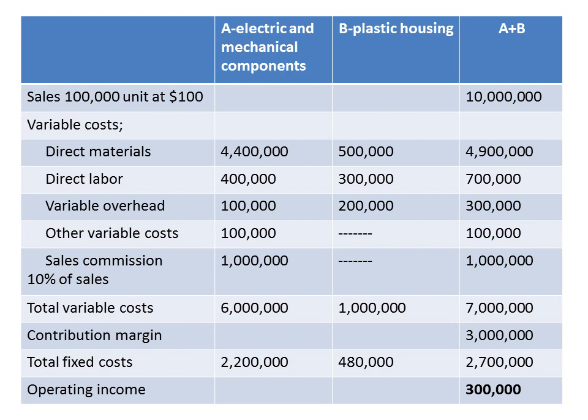Sales commissions equal 10% of total sales. Total sales of 10 million times 10% equals 1 million. Total variable cost accordingly would be 7 million. Contribution margin is calculated by deducting total variable cost from sales: 10 million minus 7 million equals 3 million.